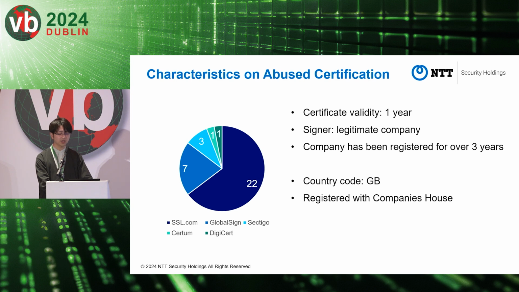Moreover, when looking at the certificates issued by the most common CA in our data, the majority of the subject country codes were from the UK. It means GB. This may be related to the earlier observation of the UK uploader submitting test samples. Additionally, it was confirmed that all signers were registered with Companies House.